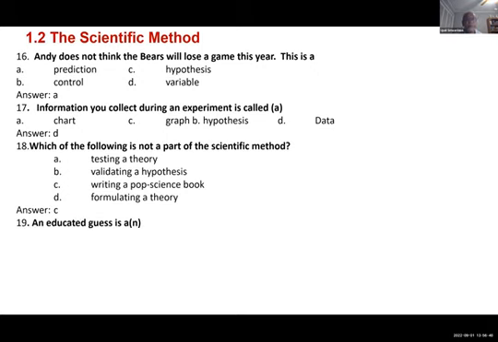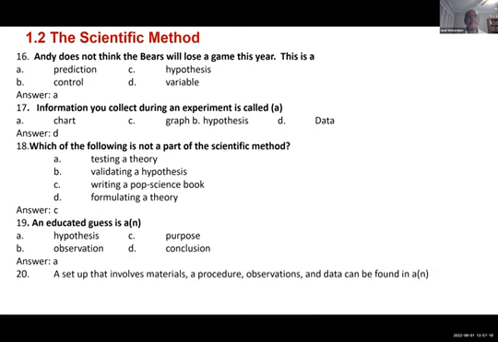An educated guess is a, what is that? I would guess hypothesis. We're talking about the scientific method here. Observation. Conclusion. Eventually in the scientific method we solve a problem, that's a conclusion. Therefore, an educated guess is a hypothesis. The correct answer is A.